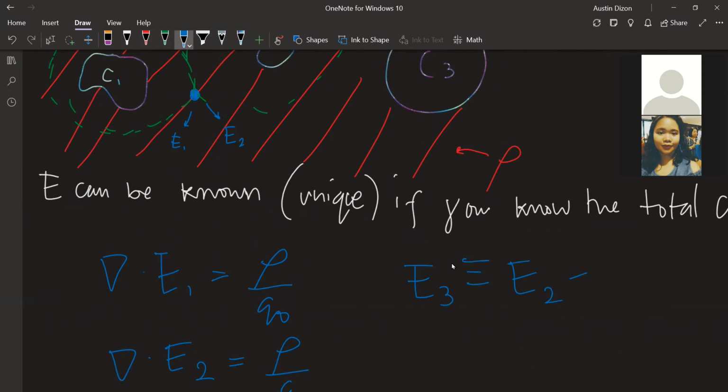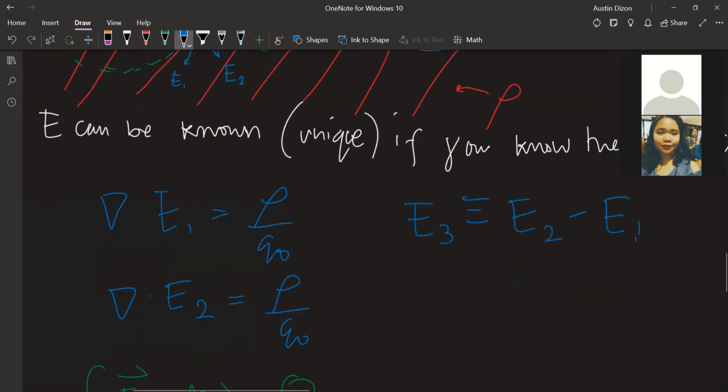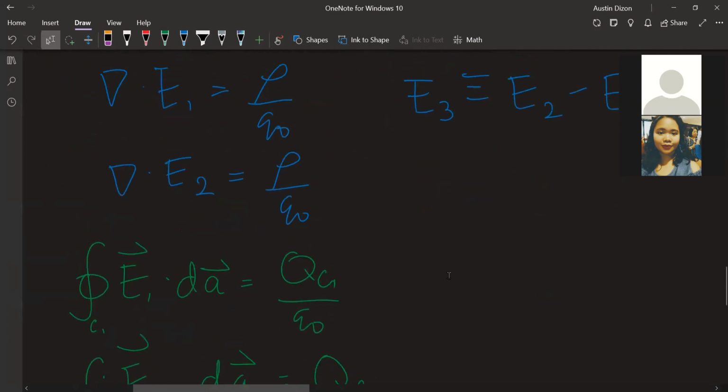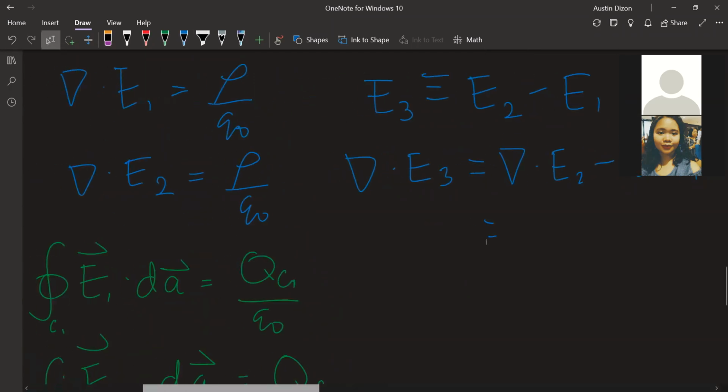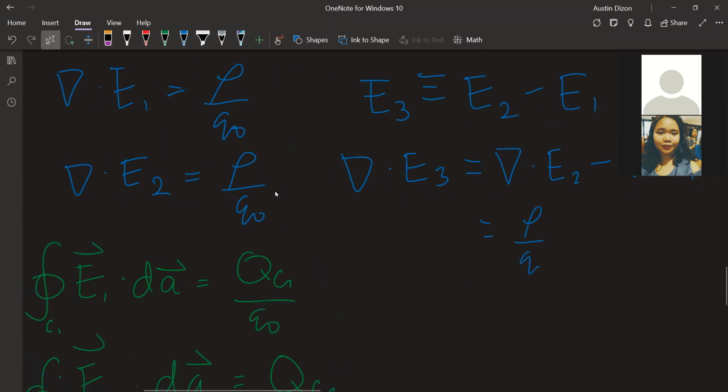Define to, dinedefine ko si E3 as the difference of E2 and E1. Okay? And then, if you can see, if I get this, then I'll be just getting the divergences of E2 minus E1. And we know that from what we solved earlier, these are the same. Rho over epsilon naught minus rho over epsilon naught equals 0. Okay.